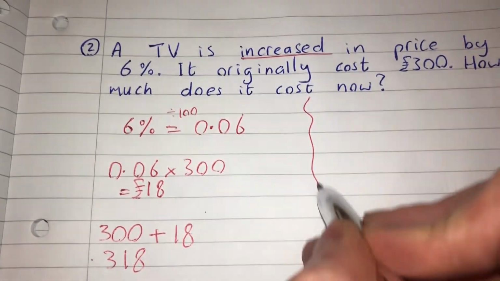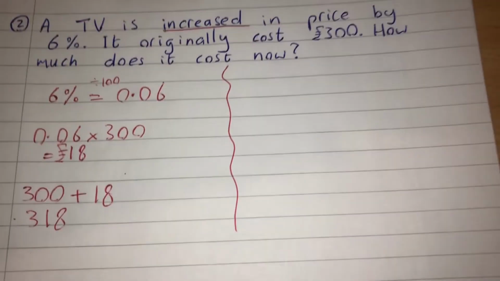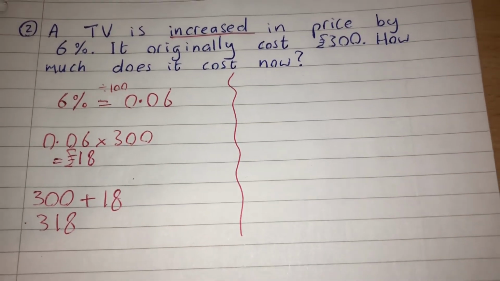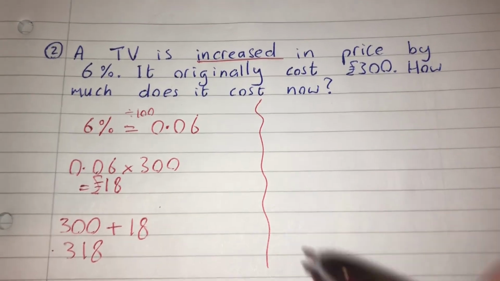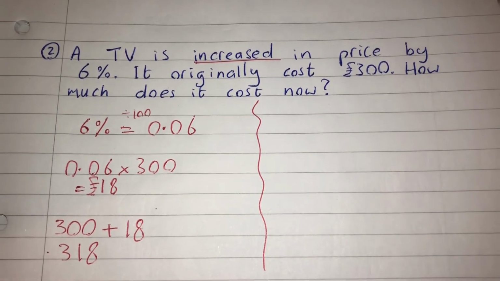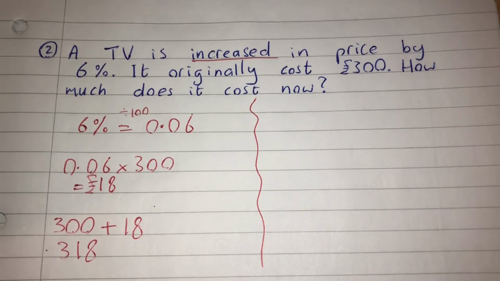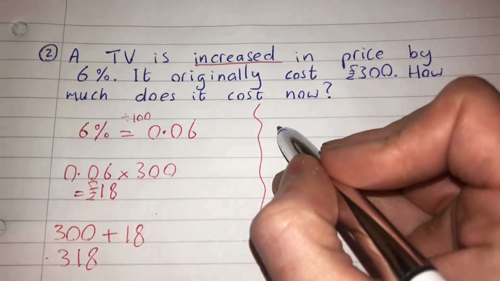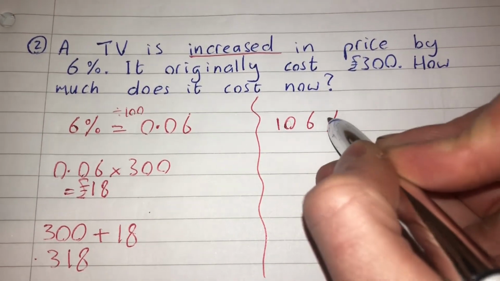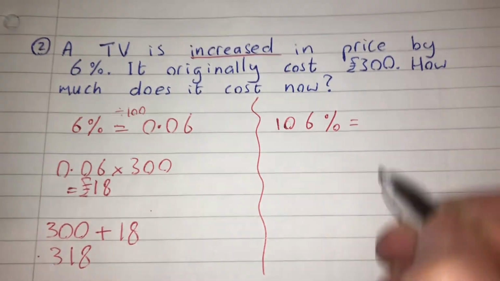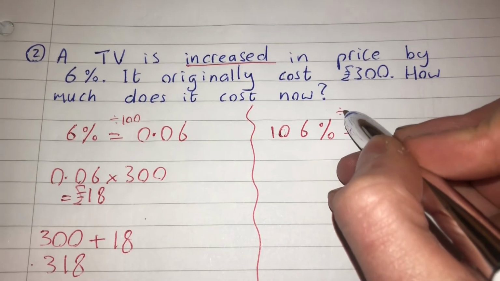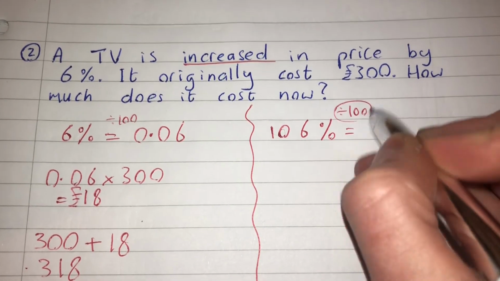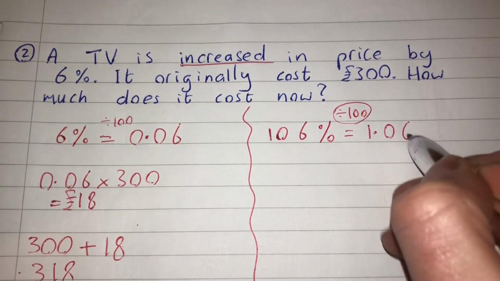Alright, so again, just to save time, using decimal multipliers, because personally I think they're that wee bit quicker. It's a percentage increase, so add the percentage on to the original amount first. So 100% is the original amount, adding 6% on. So essentially what we're finding at the end of this question will be 106%. If we want to change that into a decimal multiplier, just divide by 100. So you would get 1.06.